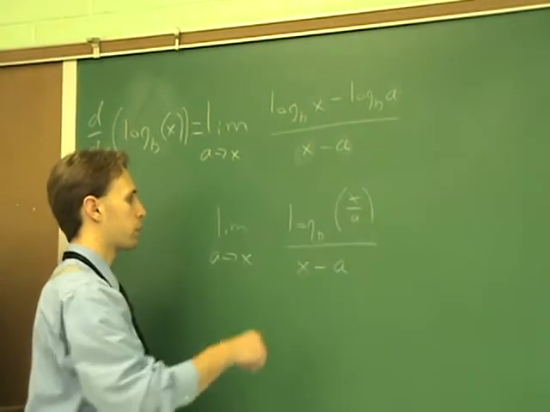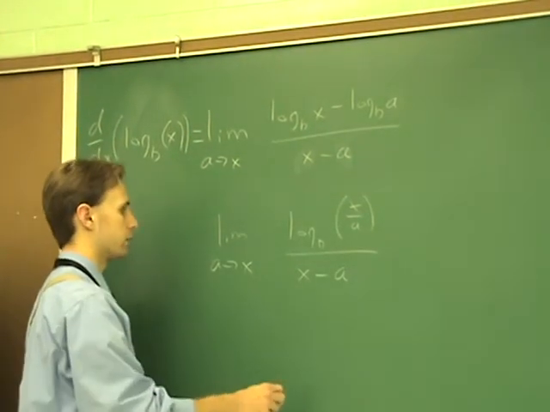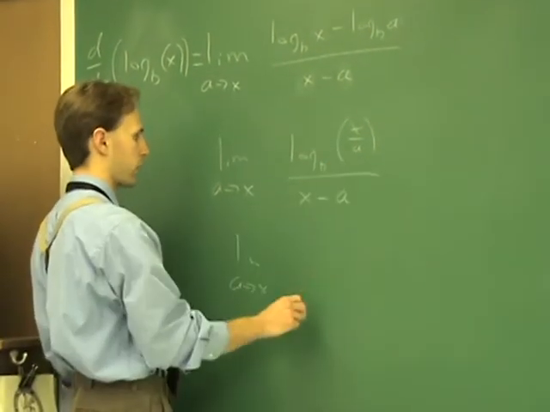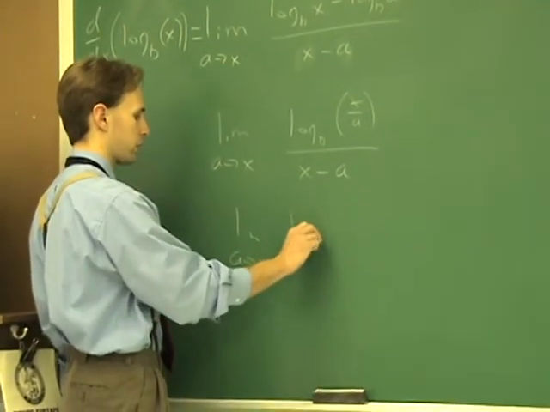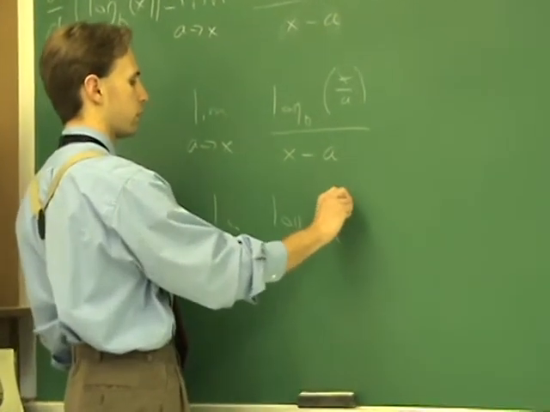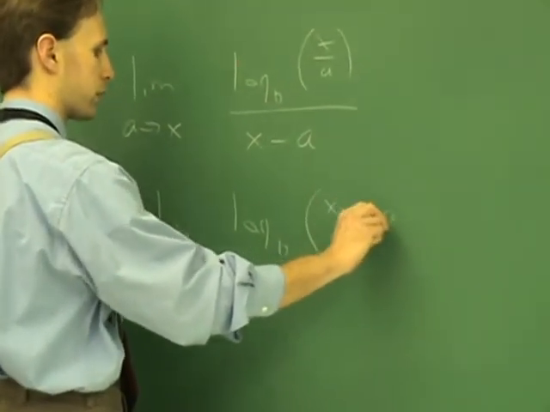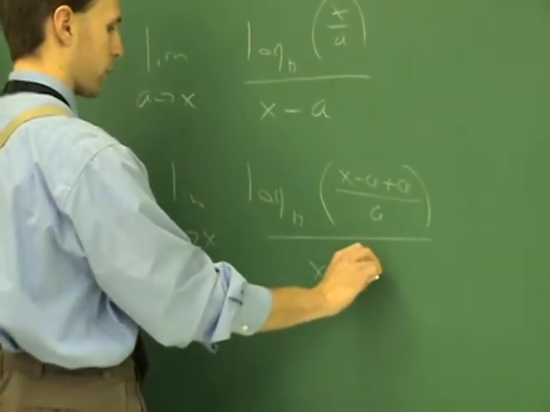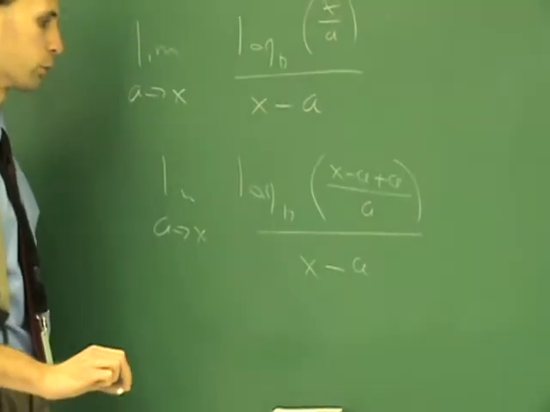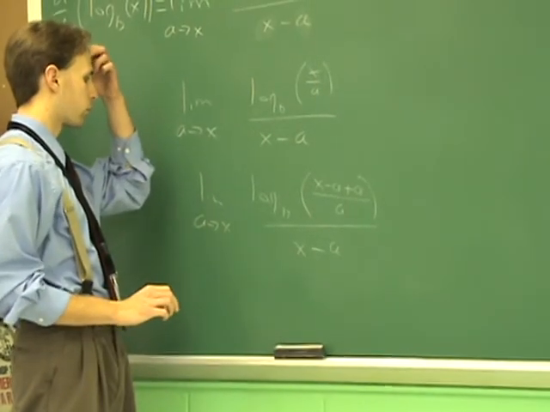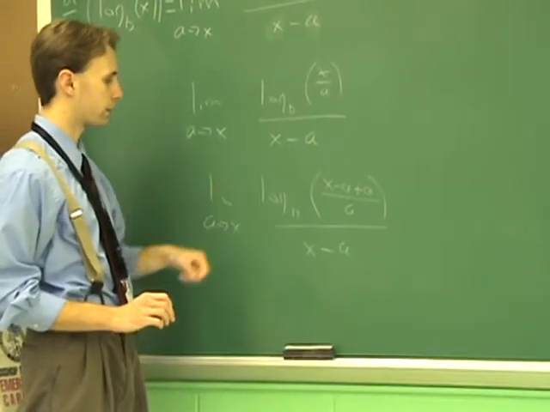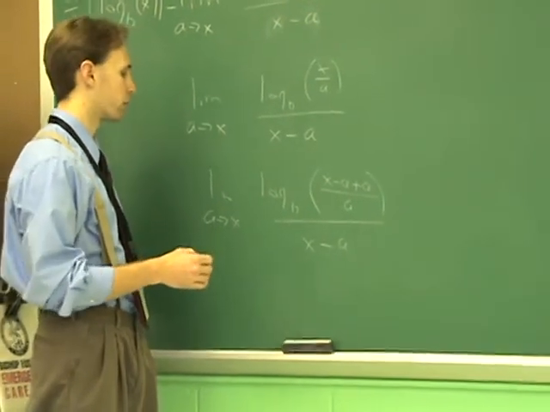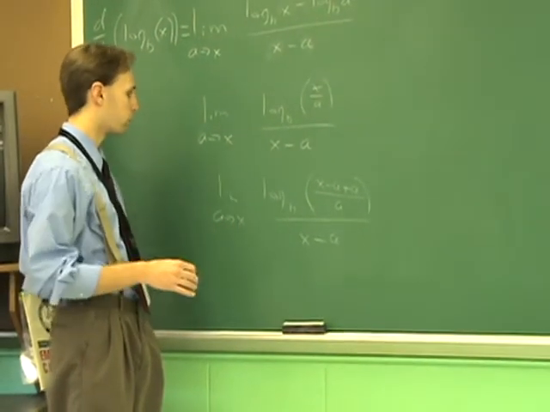I'm going to rewrite the argument of the log as, well, limit as a goes to x. Instead of x over a, I'm just going to change it up and write log base b of x minus a plus a. Of course, it doesn't change the value of what the expression is. That's a legal move. But why did I do that? The reason is so you can make a substitution in here, a slight change of variable.